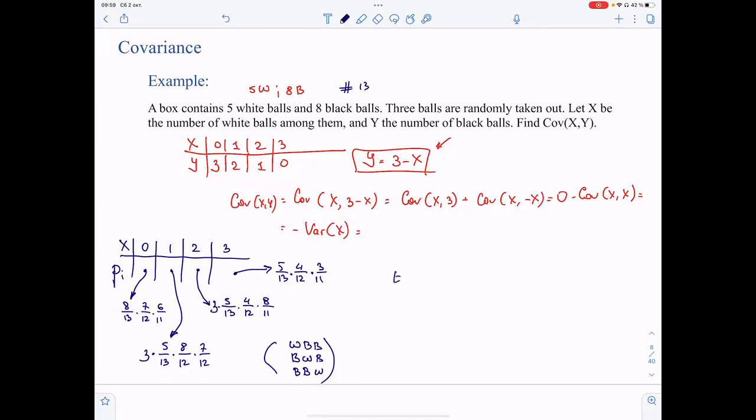So now let's estimate the expectation of x. It's going to be 0 plus 1 times 3 times 5 times 8 times 7, plus 2 times 3 times 5 times 4 times 8, plus 3 times 5 times 4 times 3. All right.